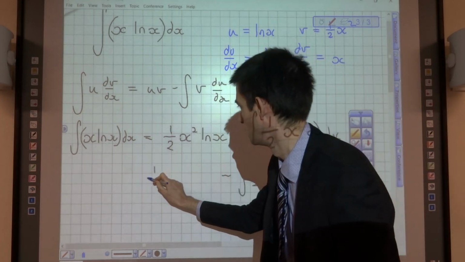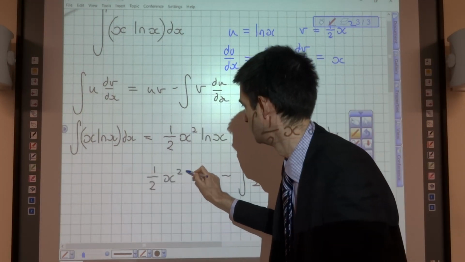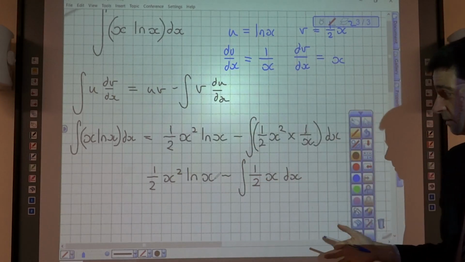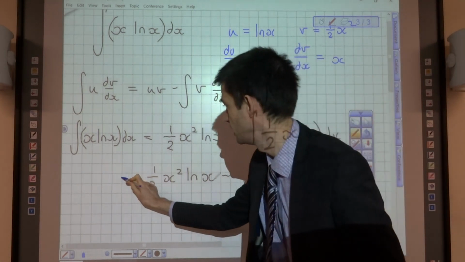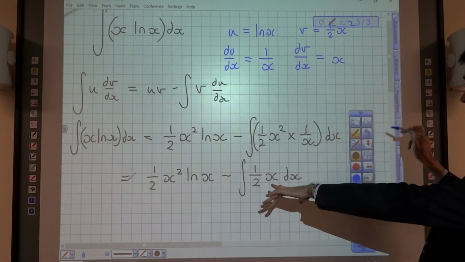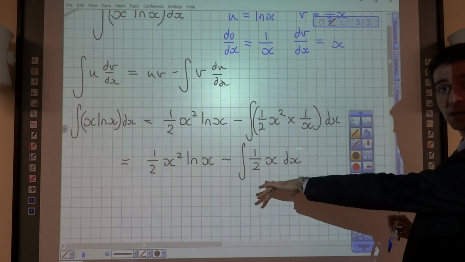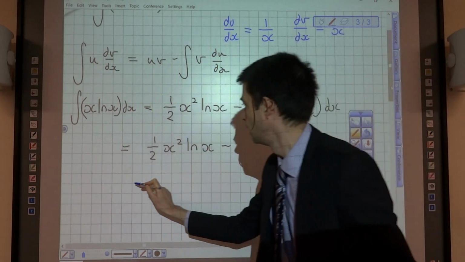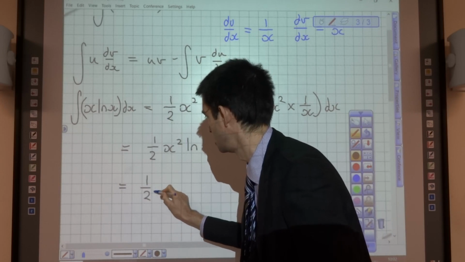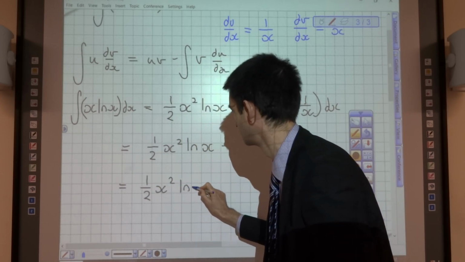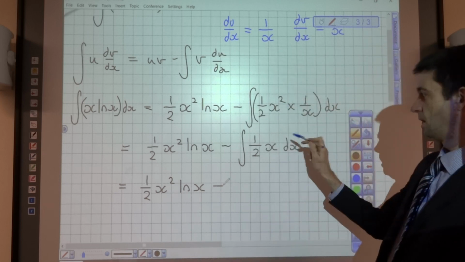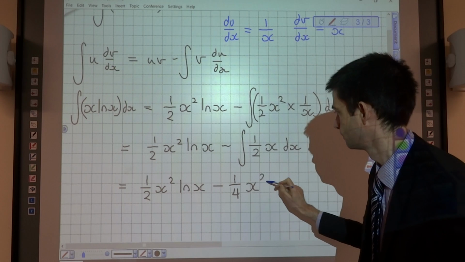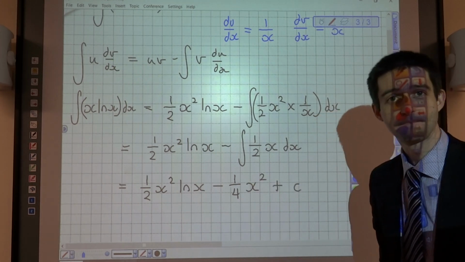This bit here, 1/2 x squared ln x, remember there's no further integration required of that bit, we're just looking at integrating this. So all we have to do now is integrate a half x with respect to x. So, a half x squared ln x hasn't changed, minus the integral of half x, which is 1/4 x squared, and then not forgetting the plus c.